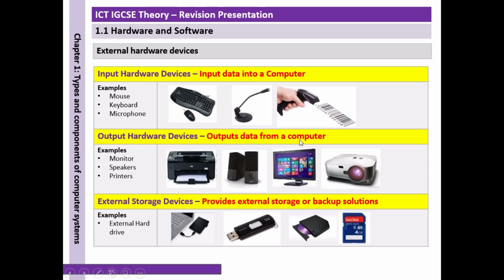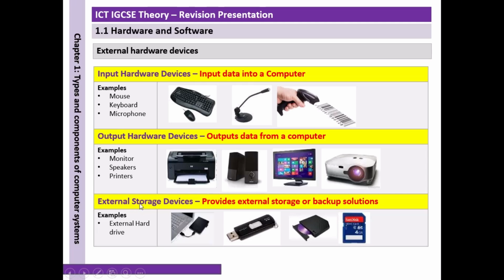And then we have got the output devices. Outputs data from a computer: monitor, speakers, printers, projectors, plotters. So here they have given us a laser printer, a computer speaker, the LCD or monitor, and the projector. This looks like an Epson projector.